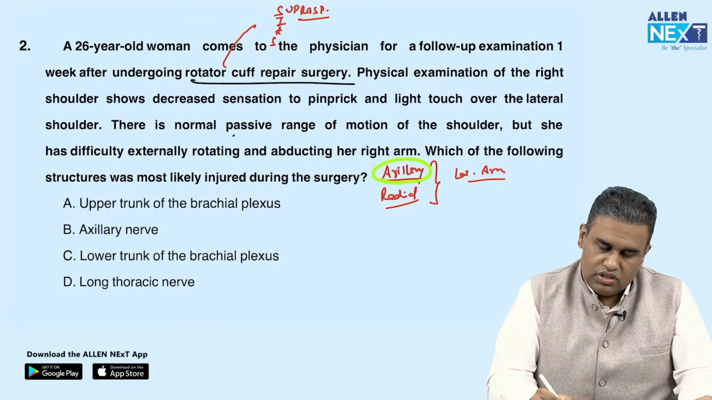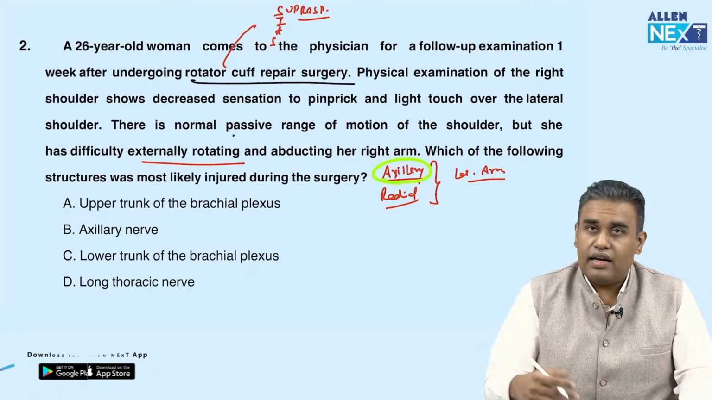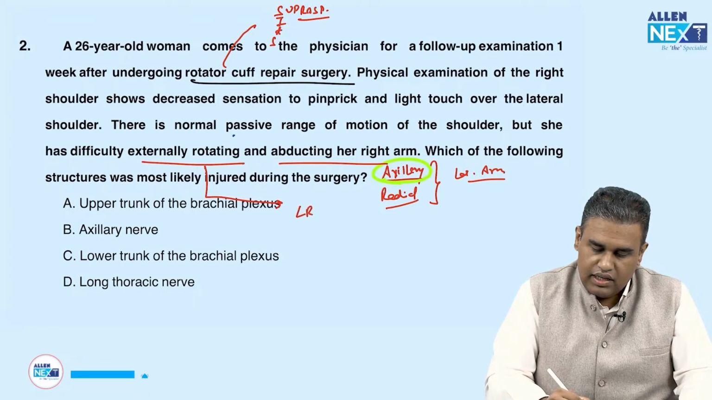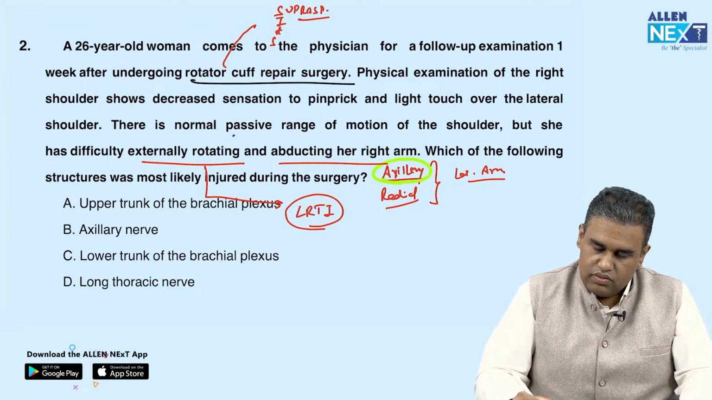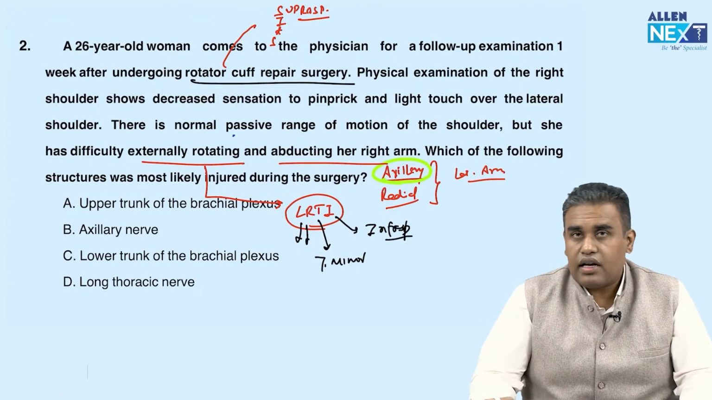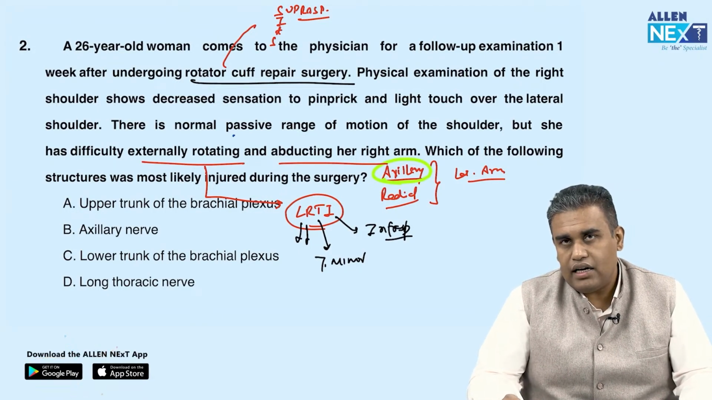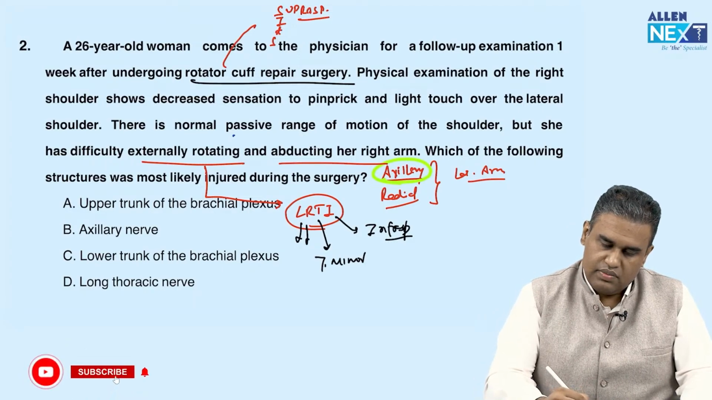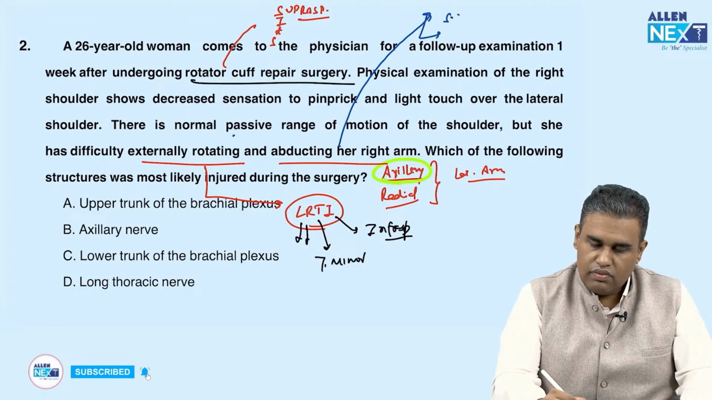Normal passive range of motion of the shoulder, but she has difficulty externally rotating, that is lateral rotation, and abducting the arm. External rotation of the arm, LRTI is the mnemonic. LRTI is what? Lateral rotation: T is teres minor, and I is infraspinatus. And abducting the right arm: abduction is basically supraspinatus and deltoid. So abduction is basically two muscles you have to keep in mind, one is the supraspinatus and one is the deltoid.